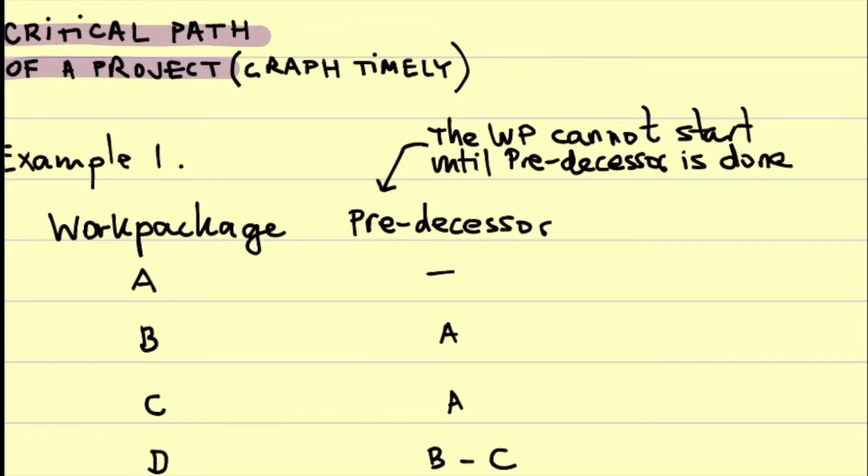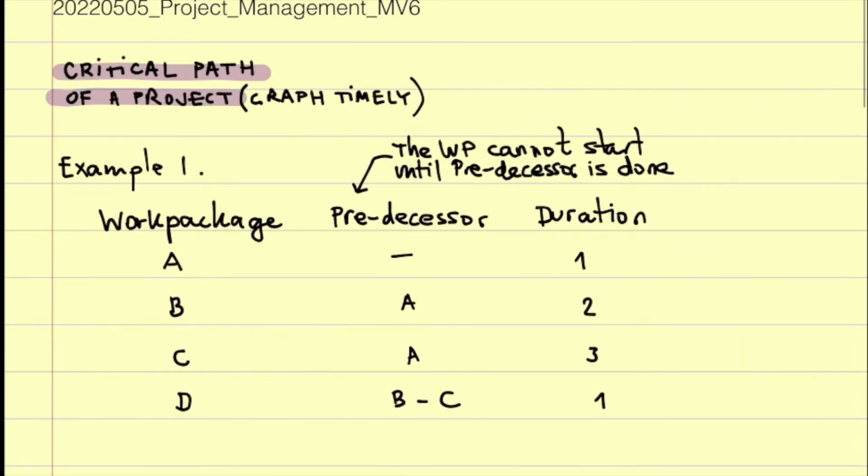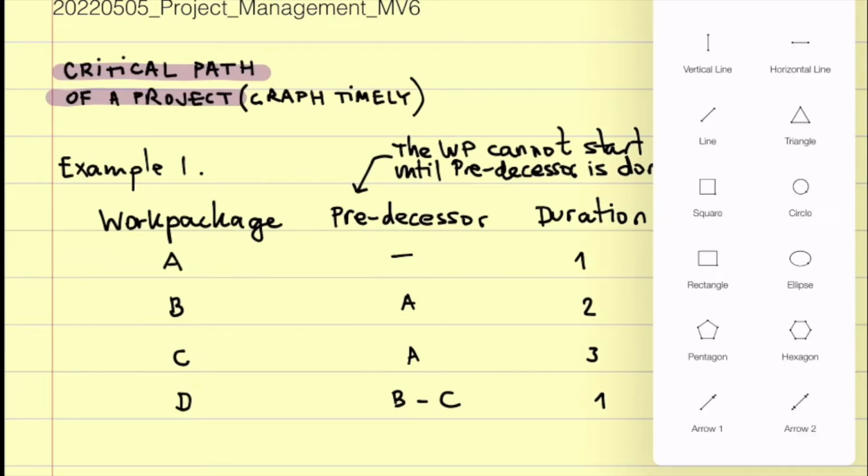And we also have the duration. Let's make it 1 time unit. Then let's make this 2 time units. Let's make this 3 time units. And let's make this 1 time unit. And this is the kind of data that we get.